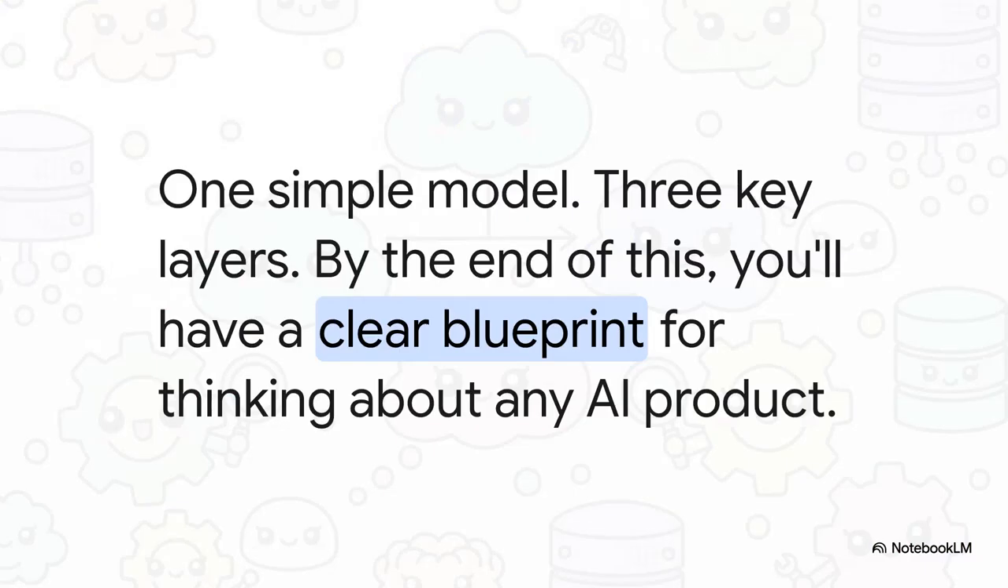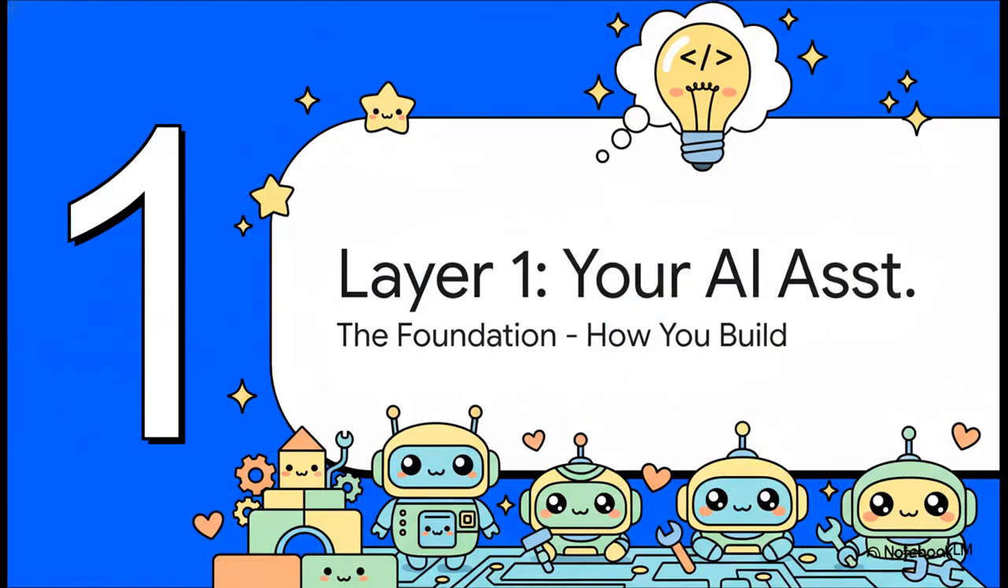The key to all of this is one simple model. It's got just 3 layers. I want you to think of it like a mental blueprint. Seriously, once you see this, you'll be able to look at any AI product out there, especially your own, and you'll know exactly what's going on under the hood. So let's dive in. Okay, let's kick things off with layer 1, what we're calling your AI assistant.